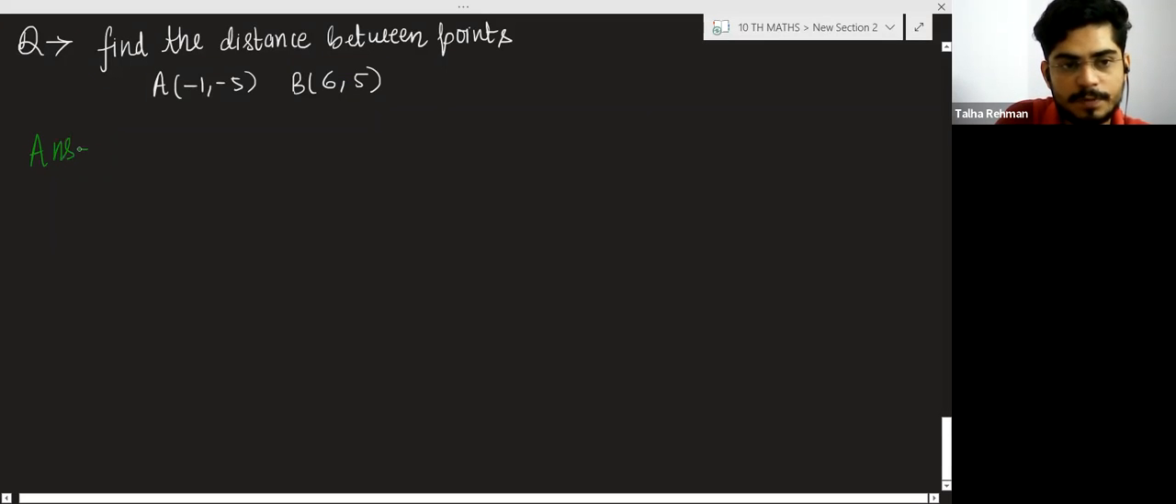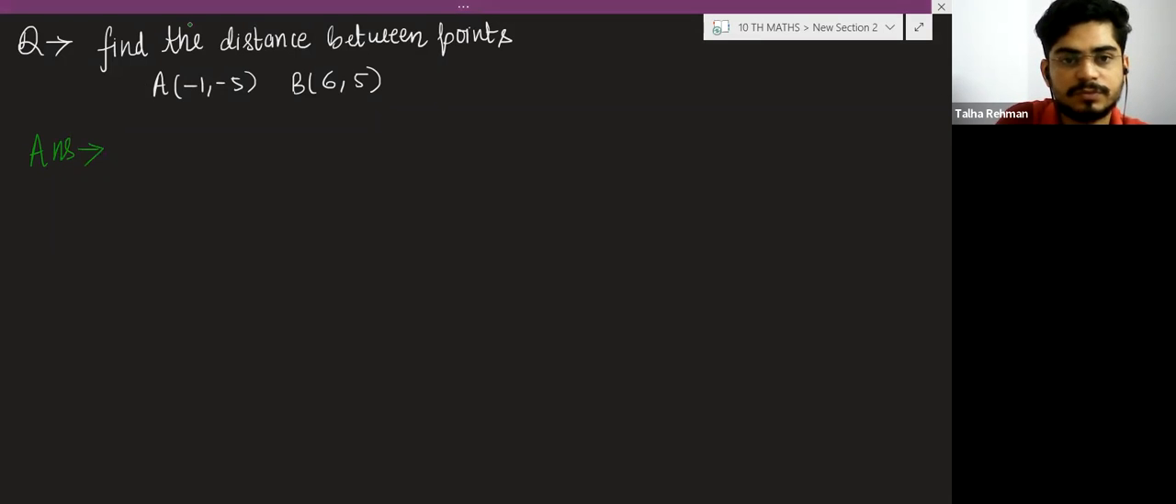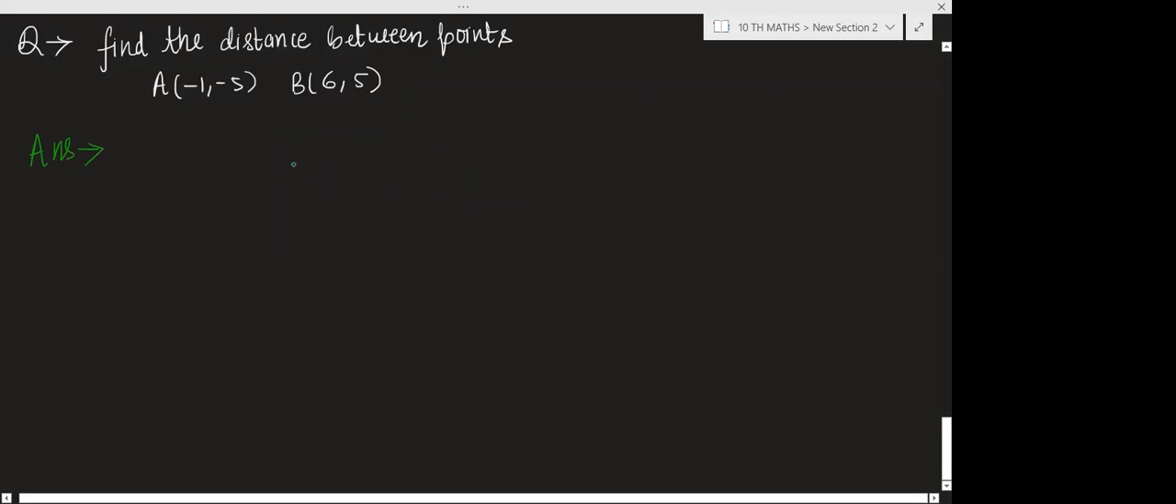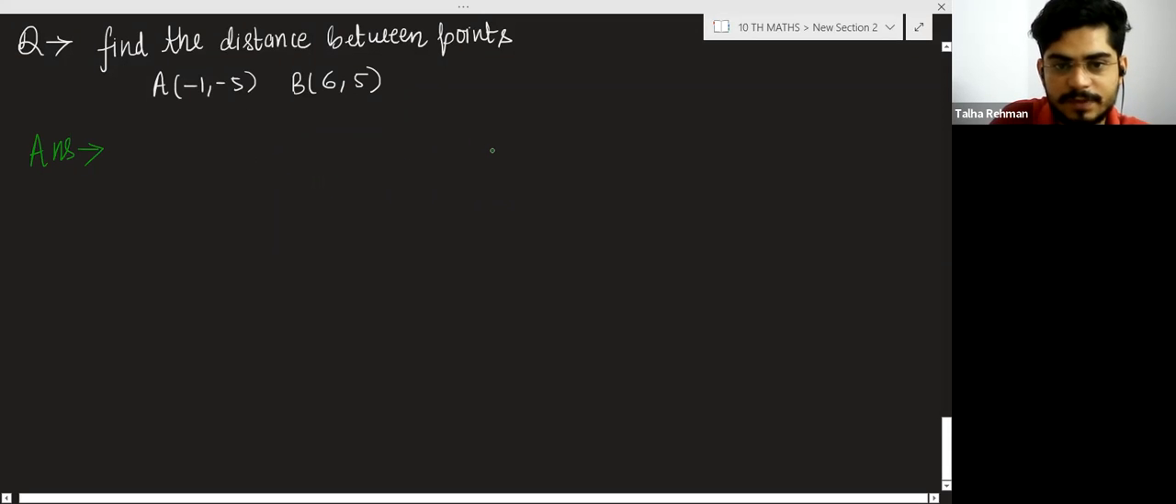Azaan, do you have copy and pen with you? Yes sir. Okay. So I am just writing the formula. We have the formula of distance: square root of x2 minus x1 square plus y2 minus y1 square. So this is our formula.